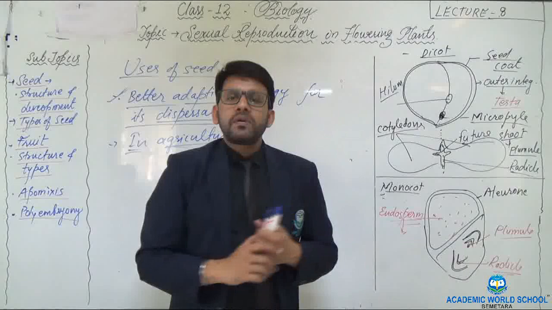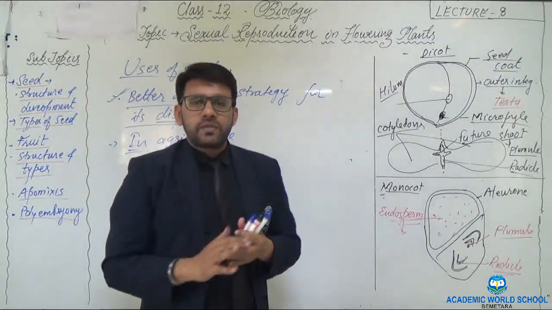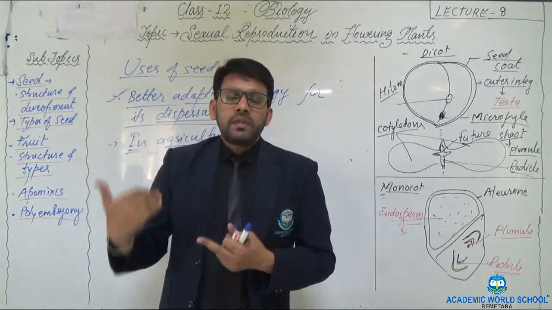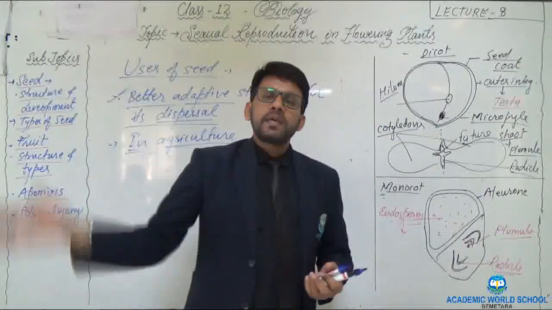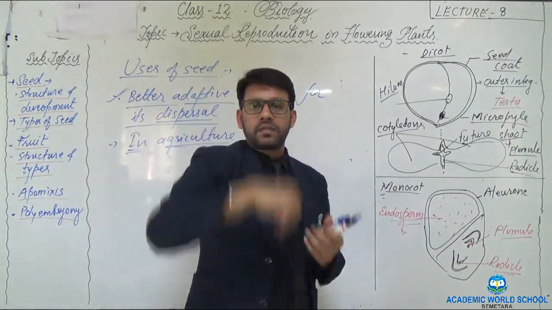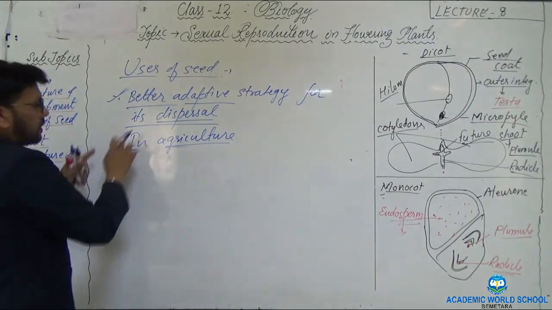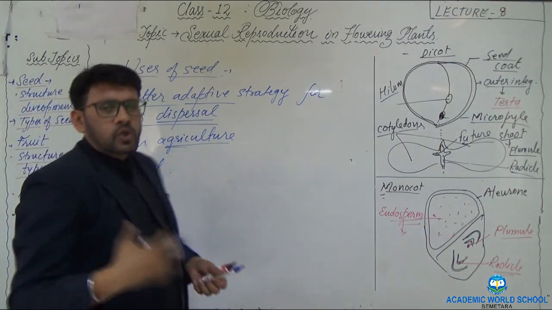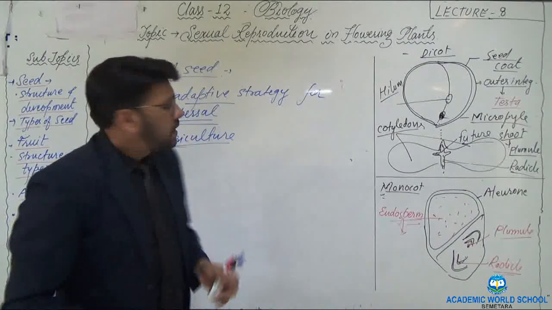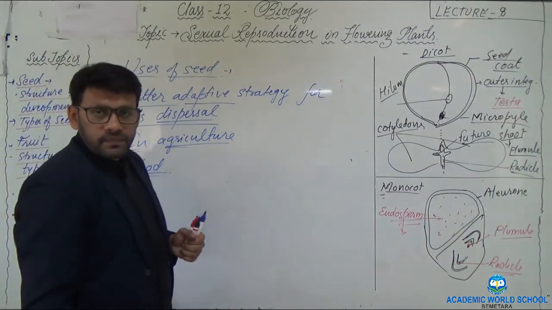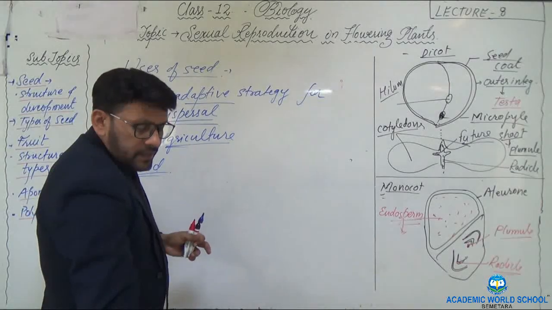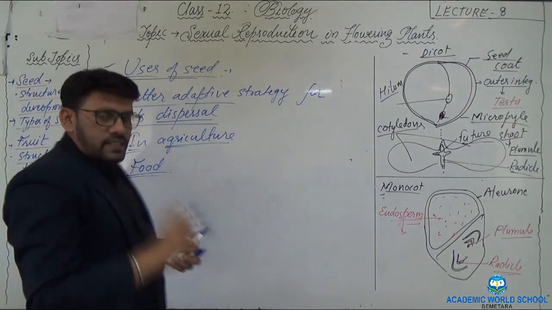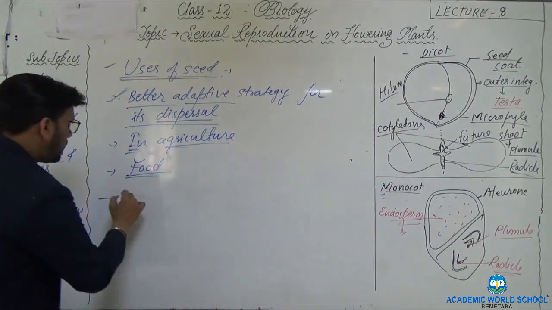Sometimes water is responsible. Sometimes other agents, for example, biotic agents like human beings and other animals, keep on transferring these seeds from one place to another. Yes? Then these seeds are also used as food. There are so many types of seeds which we use in our normal food. Yes? Now, another important point about seeds is that every seed has its viability.